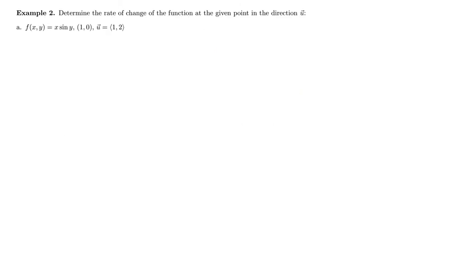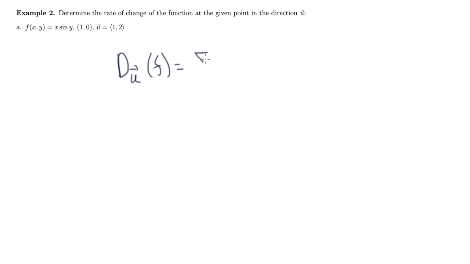Okay, so we want to determine the rate of change of this function at the given point in the direction of u. And so what this is really asking for is the directional derivative of f at this point in the direction of this vector. So recall what this means. Well, we just want the scalar projection of the gradient of f at this point in the direction of u.